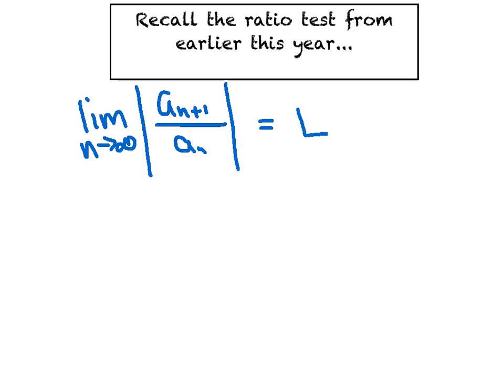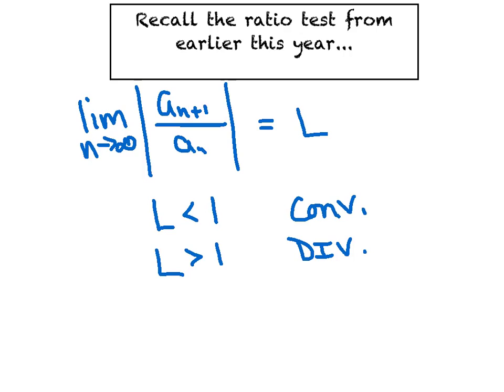And then there are 3 possible outcomes. If L was smaller than 1, the series definitely converges. If L was bigger than 1, then the series definitely diverges. And then there was that rare case where, if L is equal to 1, we're really not sure. It's inconclusive. In other words, the series may still diverge or converge at that point. We would just then have to choose another test in order to figure that out.